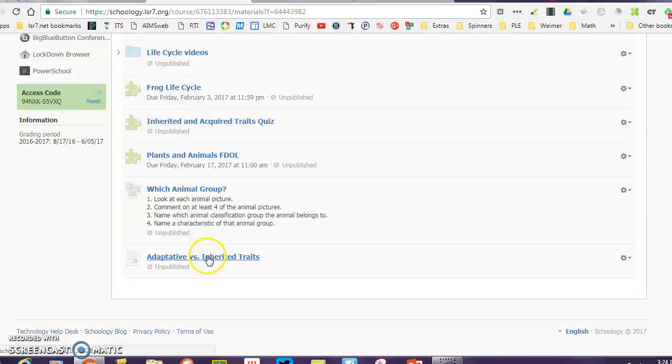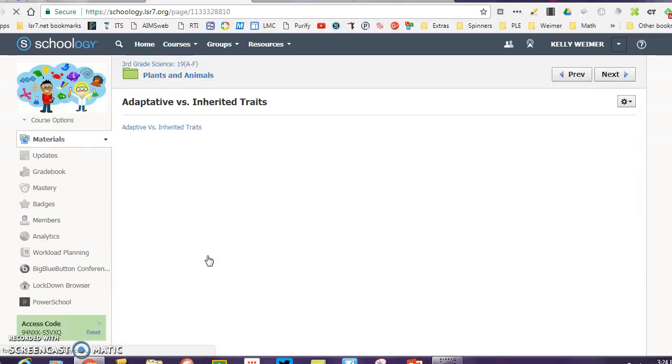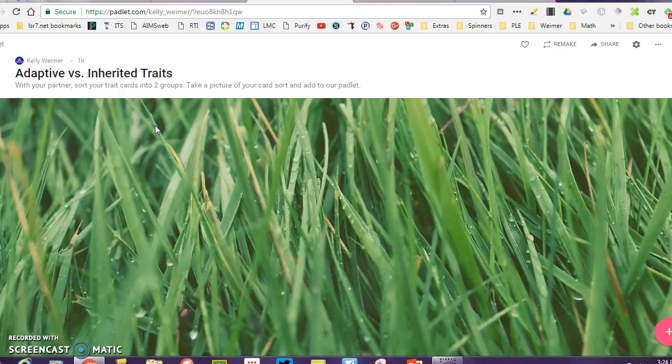Another one that I have just recently created was a Padlet. And our Padlet here has to do with the same unit with plants and animals. They are going to go to this Padlet. I'm going to give them adaptive and inherited trait cards, and they've got to be able to sort them. So with a partner, they are going to sort their cards into a group that those traits are adaptive or those traits are inherited from the parents.